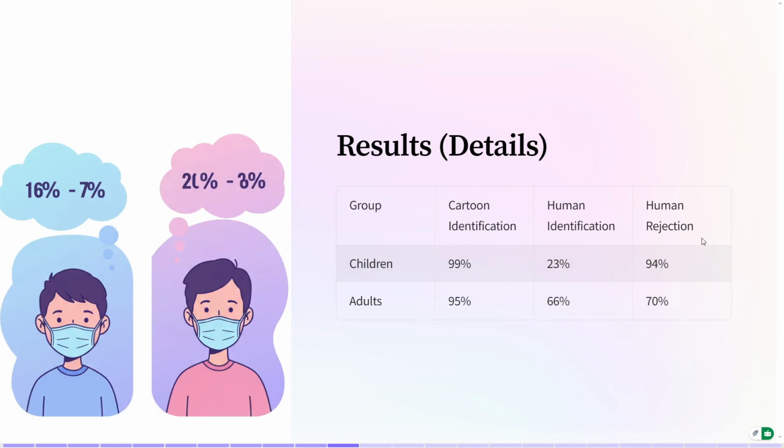Because I believe that the children had a poor rejection. Yeah, they had a very poor rejection. Okay, so I'll check this again. The children actually had a very poor rejection, human rejection. So please ignore this table. This is the important one here. You can keep this in mind. I will check this again later.